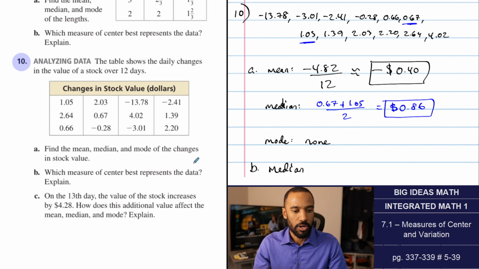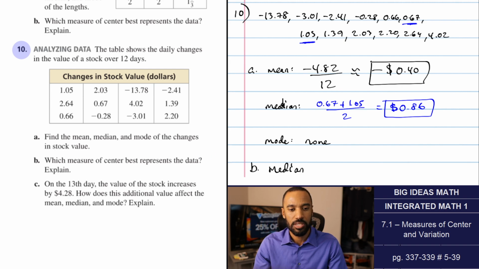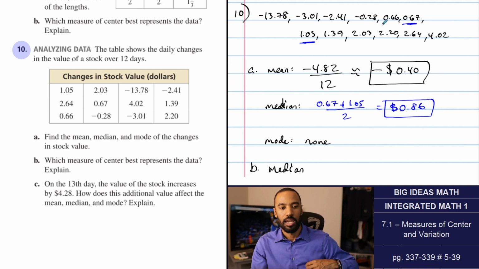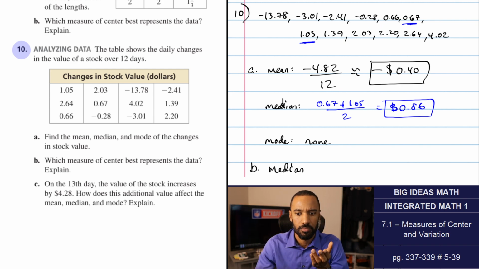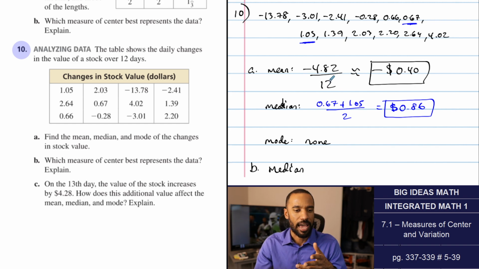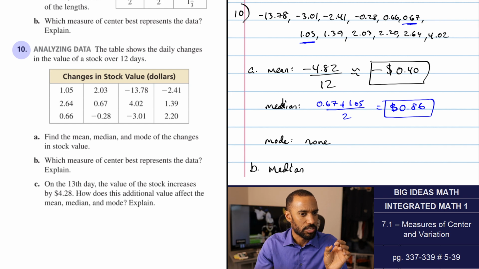Part C says, on the 13th day, the value of the stock increases by $4.28. How does this additional value affect the mean, median, and mode? Explain. It says the value of the stock increases by $4.28. Wait, I missed the thing. So we have to use that number there. I've got to figure out whether that's the stock value or the change in stock value. It says increase by 4.28. So, okay, yeah, I think we just add 4.28 to our data set.